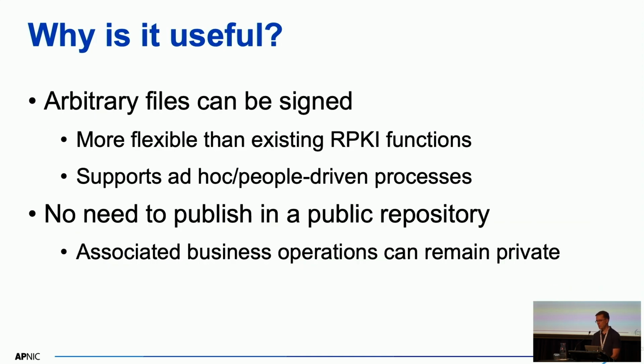And this is useful for a couple of different reasons. The first thing is that it can be used to sign arbitrary files. So unlike, for example, Whois, where the data structure is very narrowly drawn, this is more flexible. So it can be used to support ad hoc and people-driven processes. A related point is that there's no need to publish these objects in the public RPKI repositories. So that's also unlike with Whois and some of the other record types. And that means that if you have some sort of business operation that you'd prefer remain private that would depend on these objects, then this supports that sort of thing.